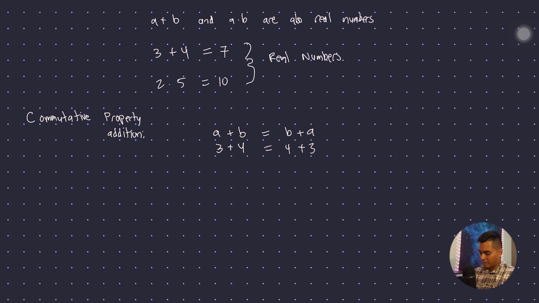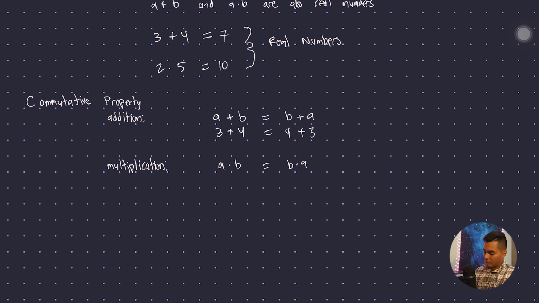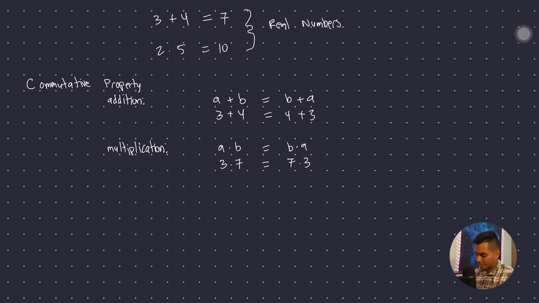The commutative property of multiplication is as follows. If we have the number a times b, then it's also equal to b times a. Again, for instance, 3 times 7, which is 21, is also equal to 7 times 3, which is also 21.